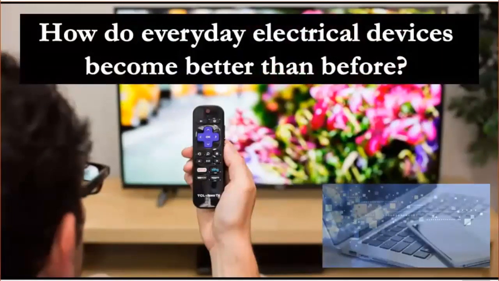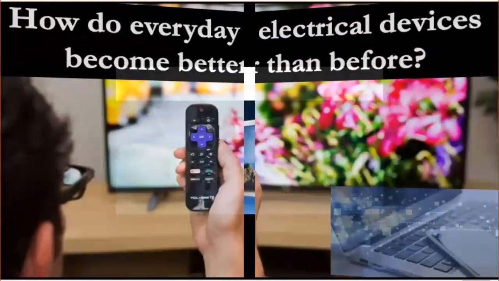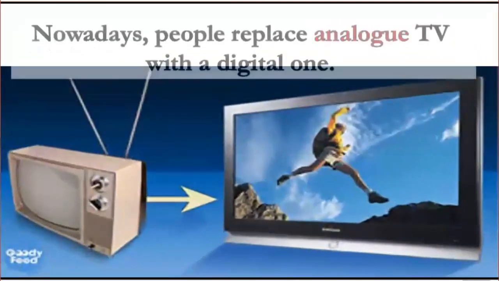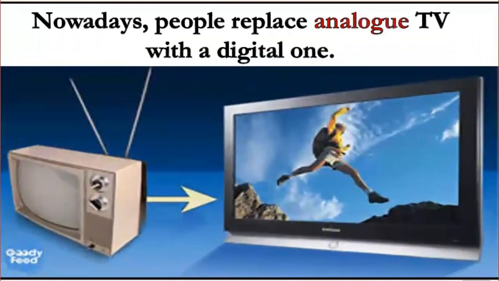How do everyday electrical devices become better than before? How can they be better than before? Let's see an example. For example, nowadays, people replace analog TV with a digital one. Look at the picture. This is an analog TV. And this is the new and modern digital TV.